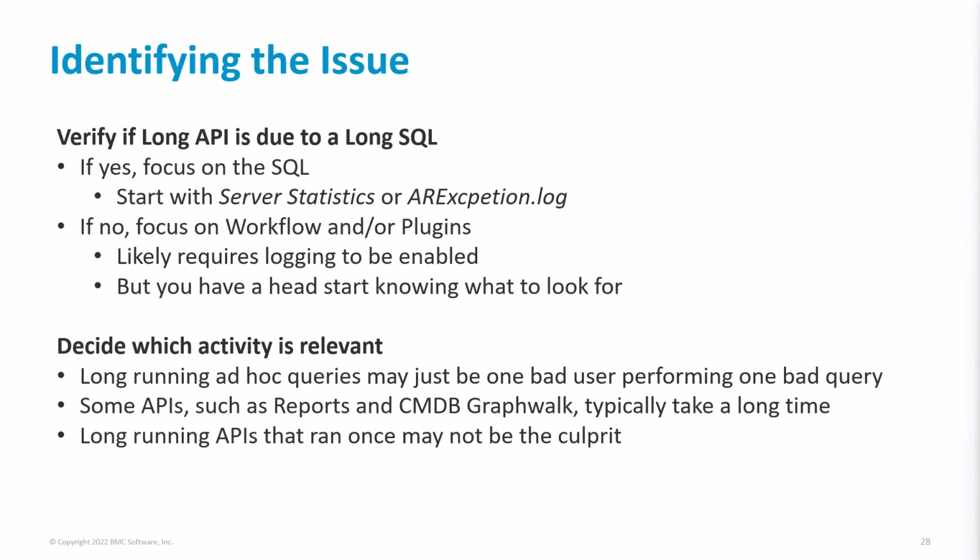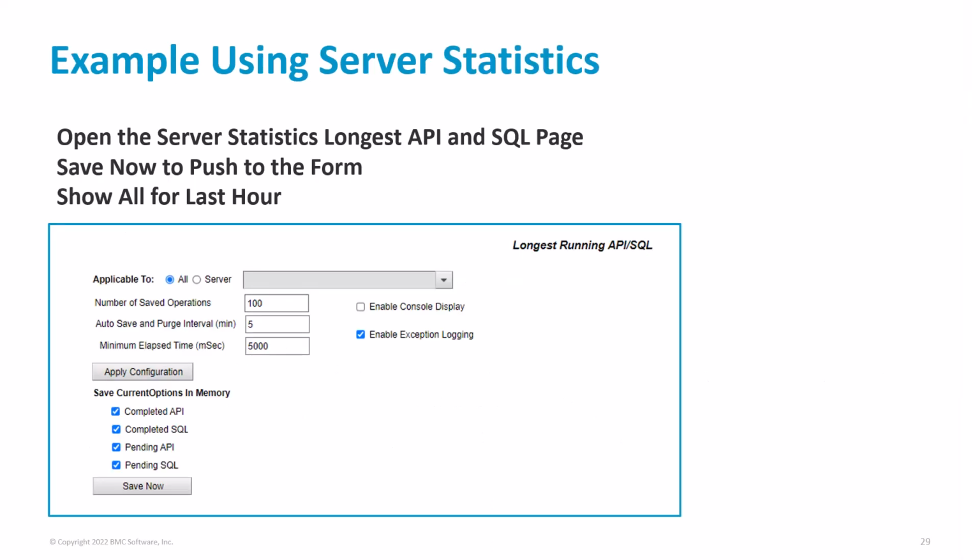When identifying the issue, you need to decide which activities are relevant. The server statistics results might show a very long-running query, but it might be that was just a single bad ad hoc query from one user. You might provide some instruction to that user, train them how to do more efficient queries, but that's probably not going to be the cause for your general performance issues or whatever it is that you're looking at right now. Also, there are some API calls that are expected to be long, such as reports or CMDB graph walks and others. So maybe things that you decide not to look at. Unless you're trying to troubleshoot a specific API performed by a single user, you're usually looking for patterns that occurred more than once. Now let's look at an example.